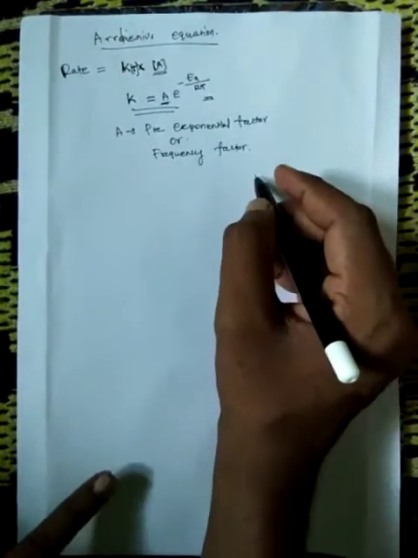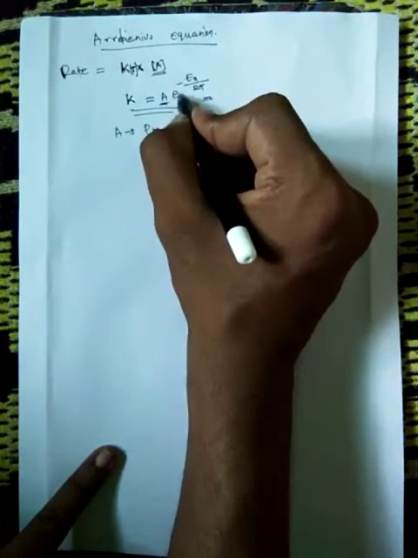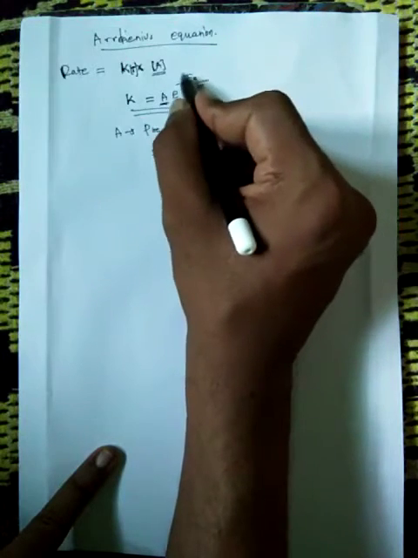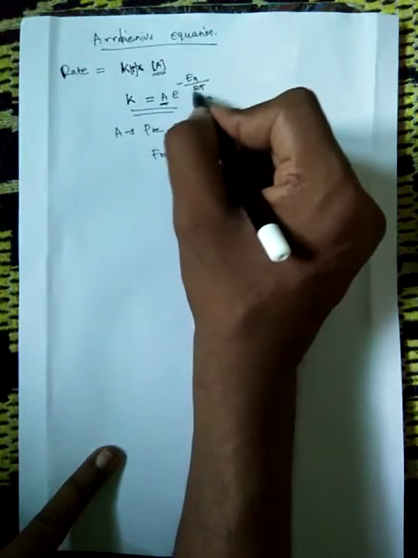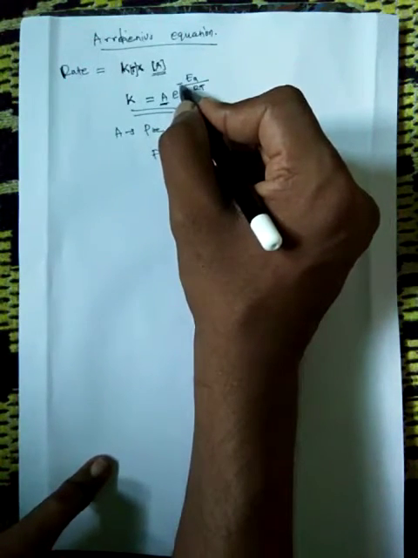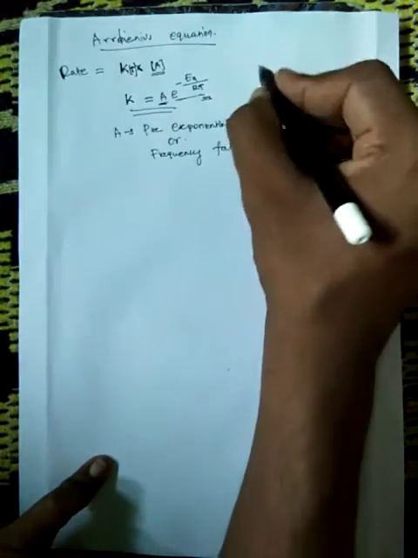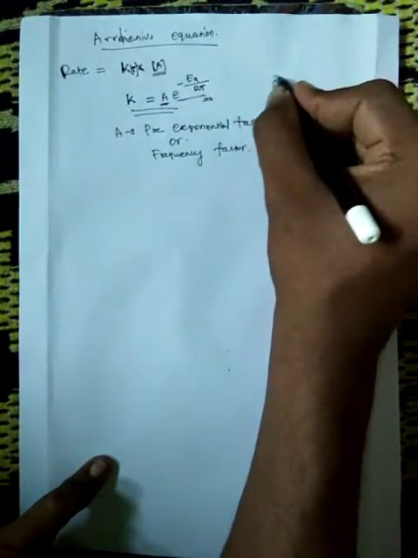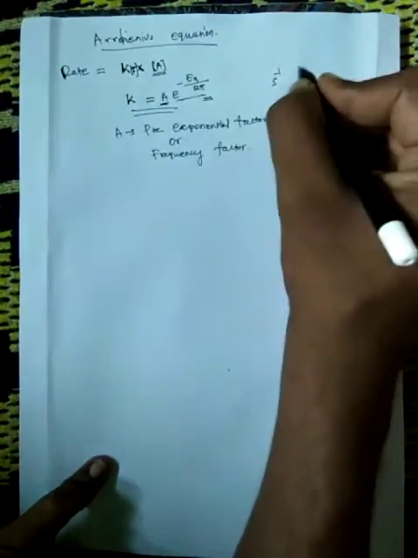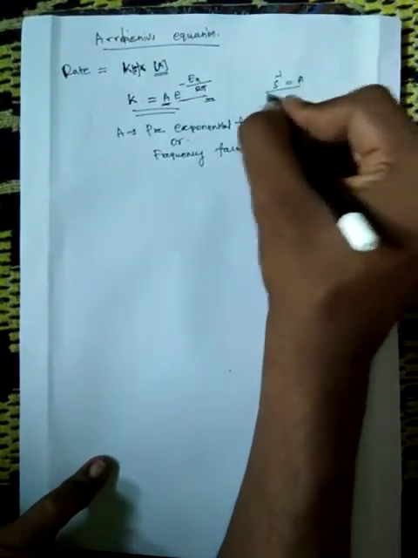Frequency factor, why is it? The exponential term has no unit when you take the exponential, so there is no unit for this term. So the unit of A will be equal to the unit of K. If you consider a first order reaction, the unit of K is second inverse. So the unit of A will be second inverse.